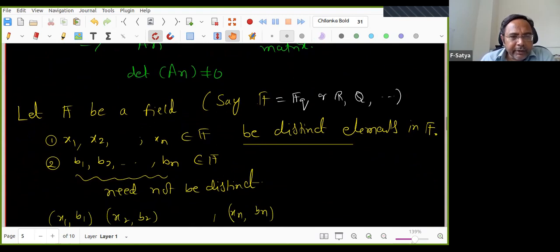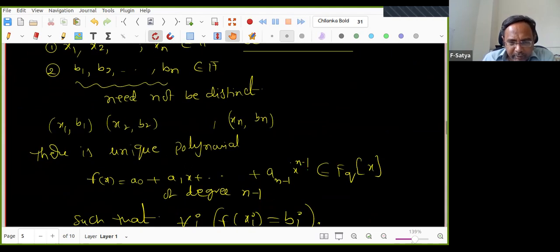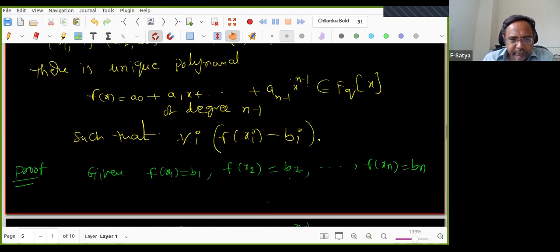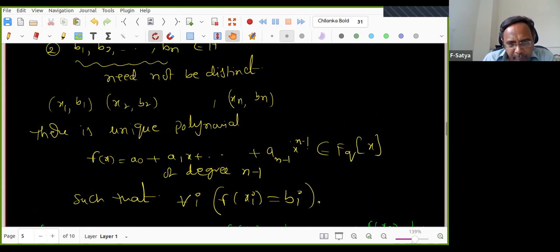So now let F be any field. Now you take x1 to xn belonging to F, be distinct elements of F, and b1, b2, bn belonging to F, need not be distinct. Now we can collect the points (x1, b1), (x2, b2) and so on, (xn, bn). So since these xi are distinct, there is a unique polynomial of degree n minus 1 over F[x] such that for every i, f of xi is equal to bi.